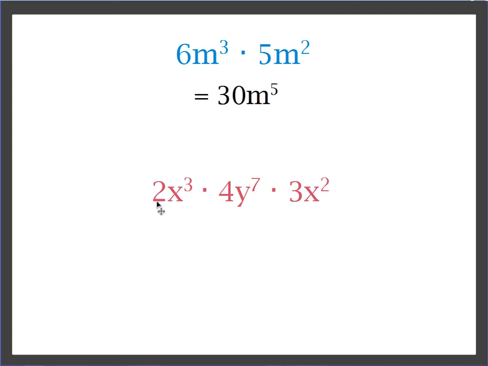In the second example, I have 3 coefficients. 2 times 4 is 8, times by another 3 gives me 24. Then I have x to the third and x squared, giving me x to the fifth, and then y to the seventh is going to be included. So 24x to the fifth, y to the seventh.